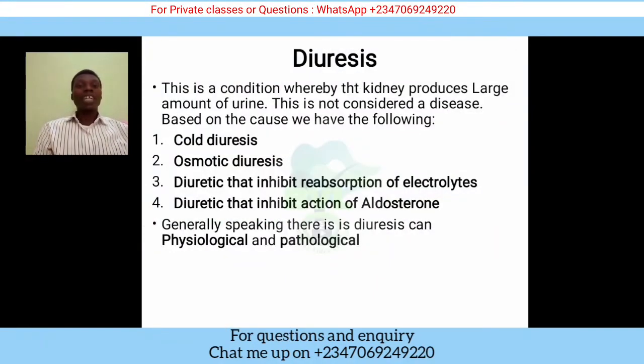Now, this is a condition. Really, it's not meant to be called a disease because to a large extent it's just a normal phenomenon. This is a condition whereby the kidney produces a large amount of urine. This is not considered a disease, like I said. Now, there are different things that can cause it.